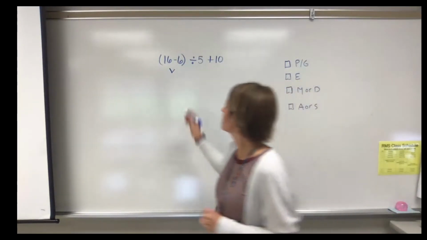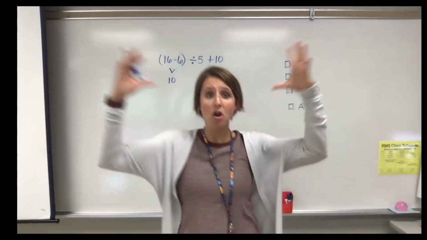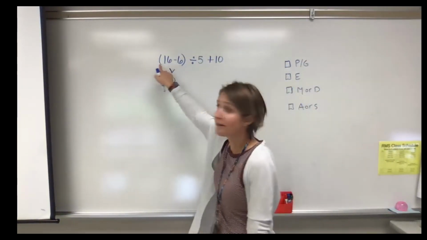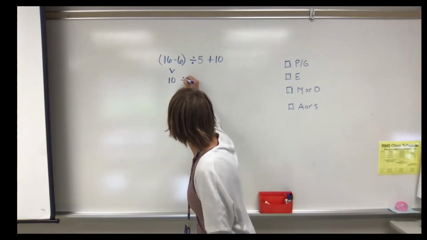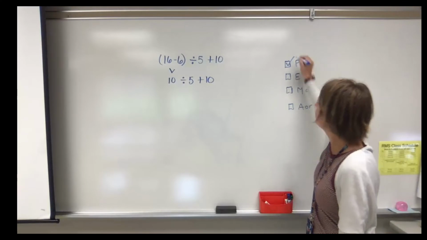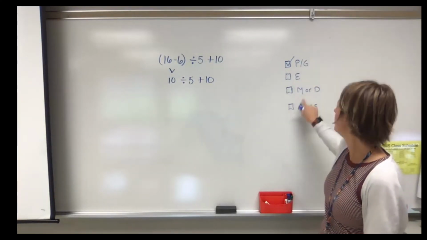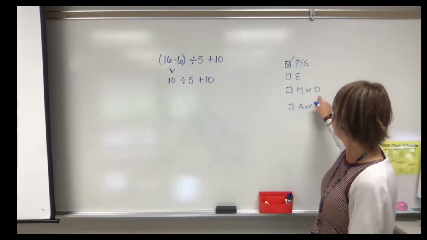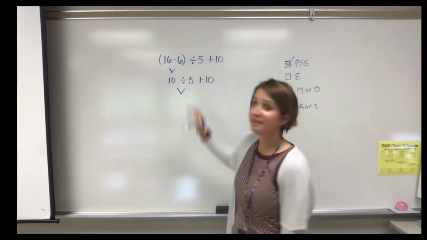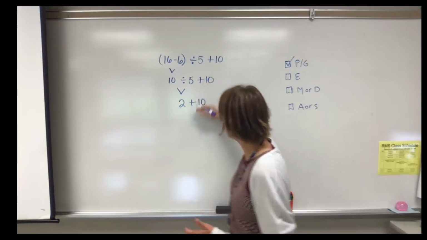16 minus 6, 10. Since I took care of everything inside the grouping symbols, the parentheses, they come off. I don't carry them down because I took care of everything on the inside. I drop everything else down that I haven't worked with yet. And I'm done with grouping symbols. Do we have exponents? Nope. Multiplication or division? We have division, so I need to stop and simplify that part. 10 divided by 5 is 2. Filling in what I haven't done, just dropping that down.